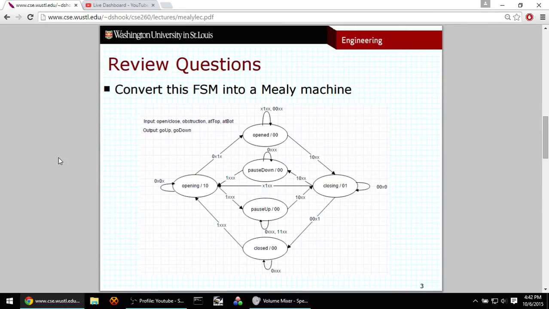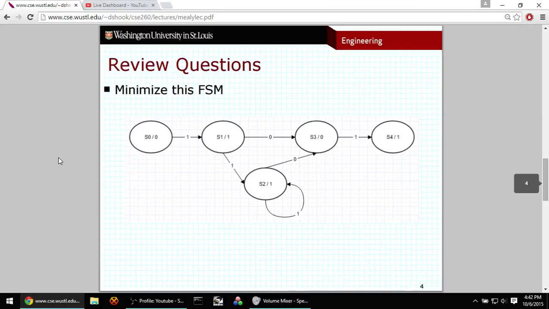Any questions before we move on to the next one? Cool. So here is another finite state machine. I want you to minimize this.